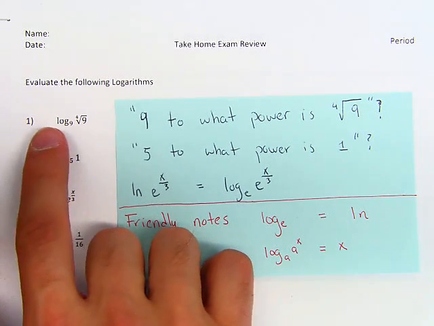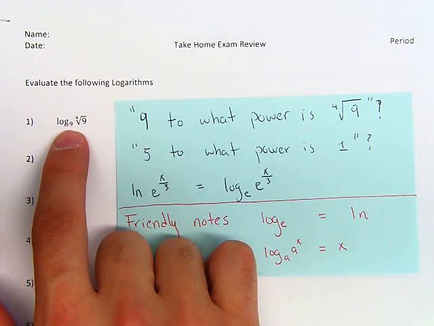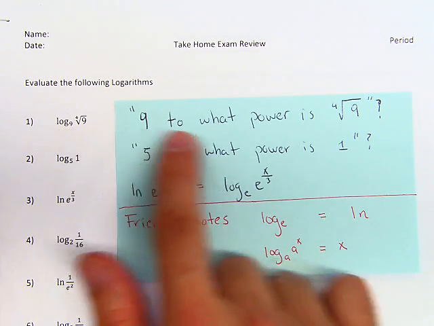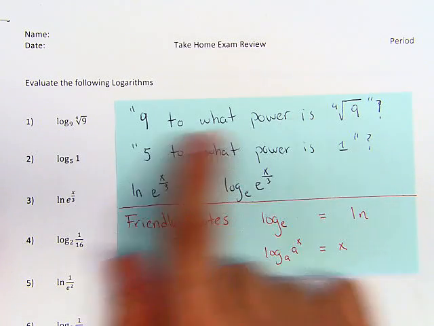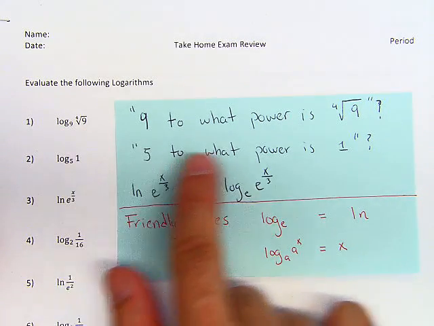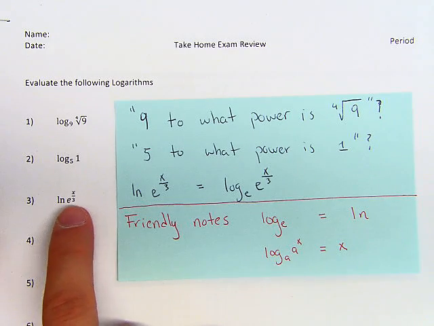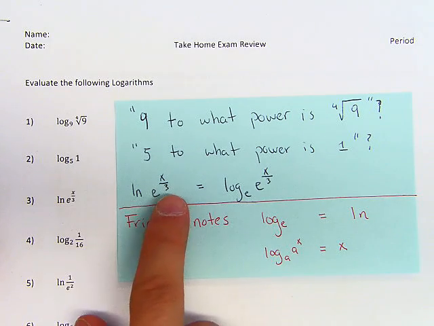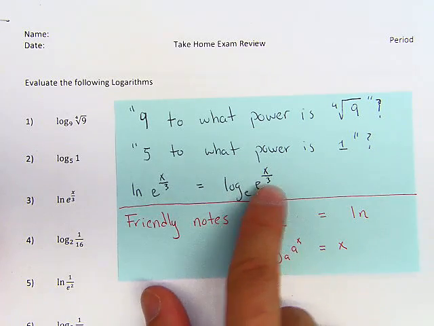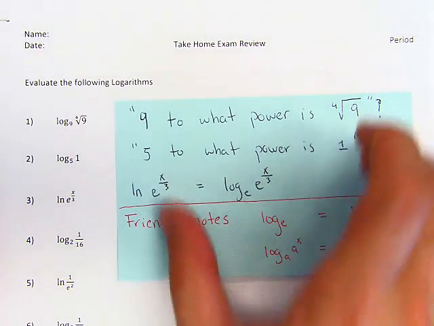For the first question, how do you read it? You say, 9 to what power is the fourth root of 9? 5 to what power is 1? The natural log of e to the x over 3, how do you translate that? Okay, so we'll go over each one. What I want you to do is just have this in your notes, okay?